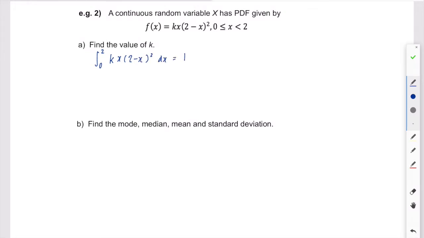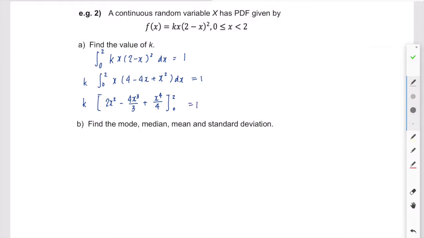That's the total probability. So here, if I factor out the k, I am dealing with x times, let's expand this, 4 minus 4x plus x squared dx equals 1, which means that I will have the integral of 4x, which is 4x squared over 2, 2x squared, minus the integral of 4x squared, 4x cubed over 3, plus the integral of x cubed, x to the 4 over 4, from 0 to 2. And this whole thing is equal to 1.